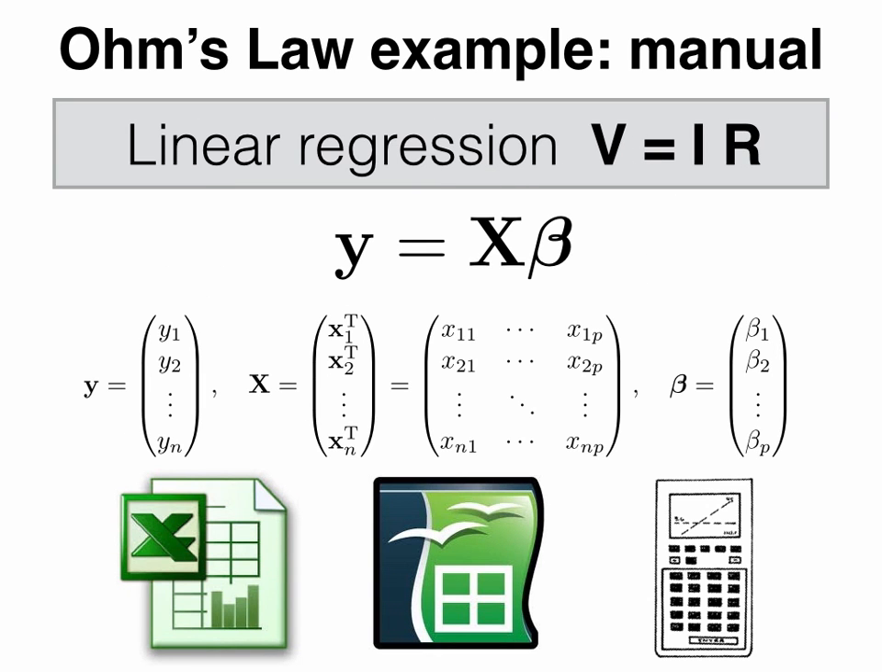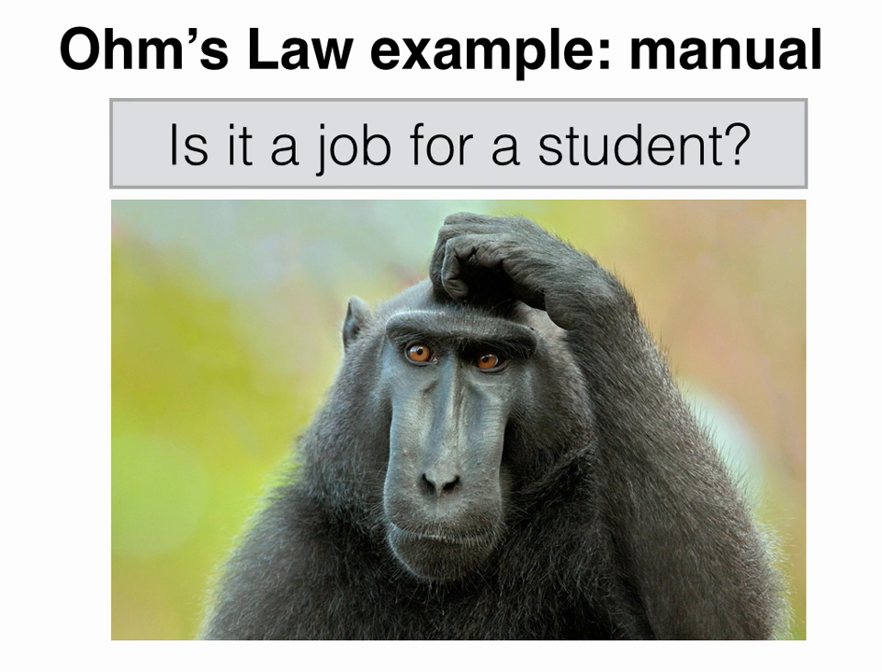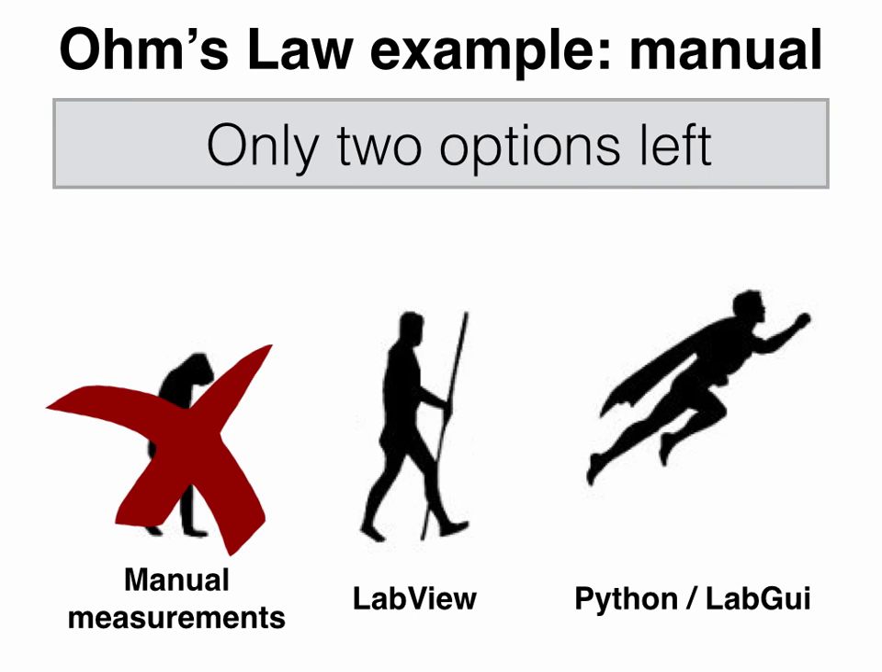Thankfully, the relationship seems to be linear. We can use a linear regression method on the data set to extract the slope, which is equal to the resistance we wanted to determine in the first place. Good job, you succeeded. Now that we are done, let's ask ourselves, is this really a job for a student? No. There are ways to automate that process and do much more.